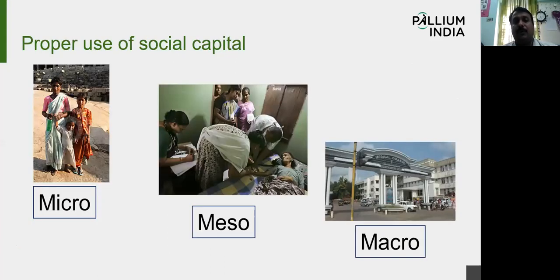But when we involve the meso element, like the social capital system, in the palliative care system or any health system, we can provide care in their home itself. And we can provide training for the family members. Then the patient is getting care in their family situation itself. This makes a different approach for palliative care or the health system.